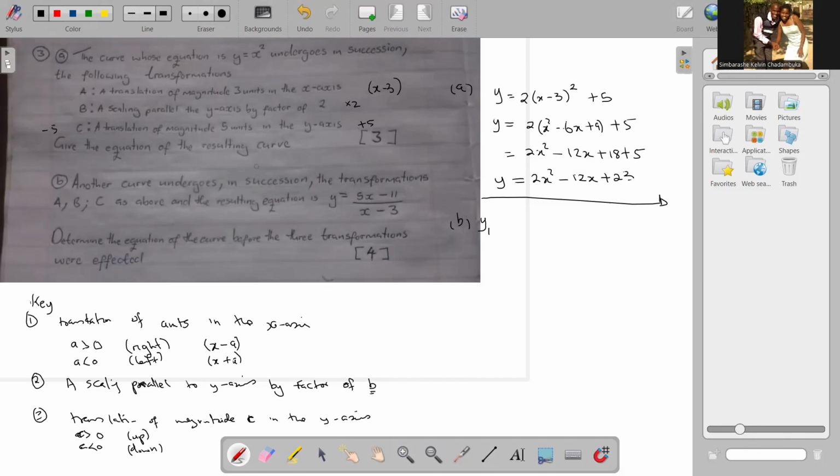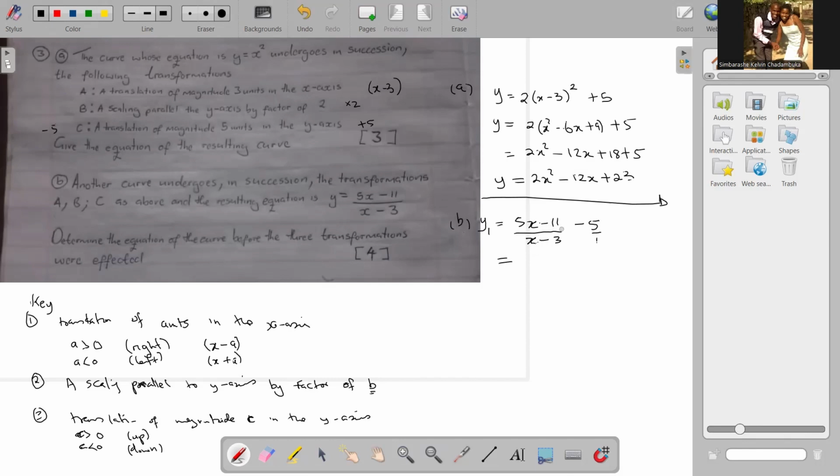So for us to go there, we start from the final equation. So our y1 will be equal to 5x minus 11 all over x minus 3. Then you have to make sure that you subtract 5. So if we are to simplify this, let us simplify this. Here our 5, we can take it as 5 over 1 so as to simplify our fraction.